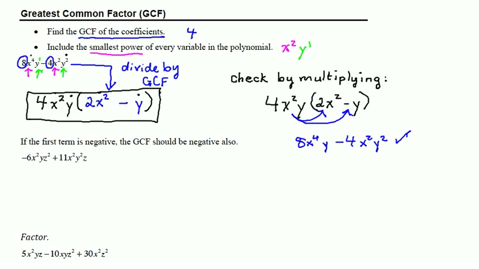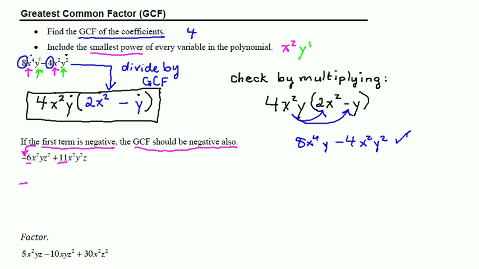Speaking of signs, we have another convention that if the first term of our polynomial is negative, then the GCF should be negative also. So on this next example, we can see that our first term is negative. So we're going to factor out a negative GCF. I start with the sign. I then look at the numbers 6 and 11. I see that they have no common factors, so I can't factor out a number other than -1.